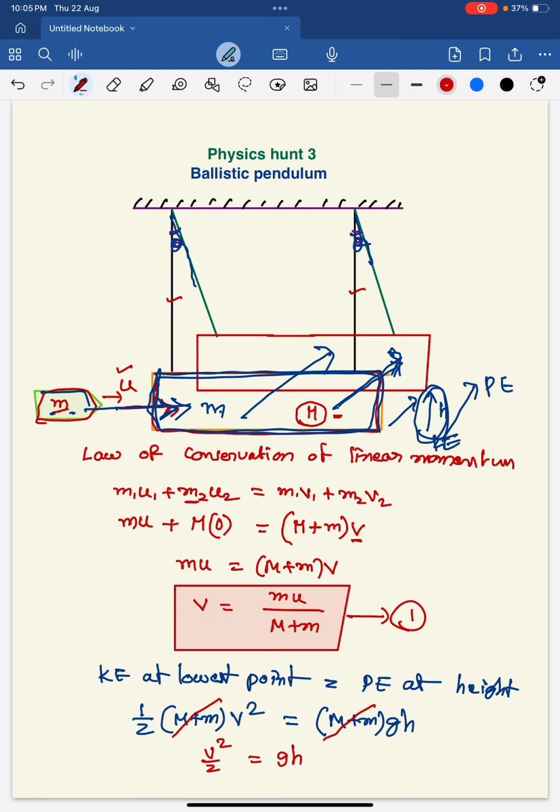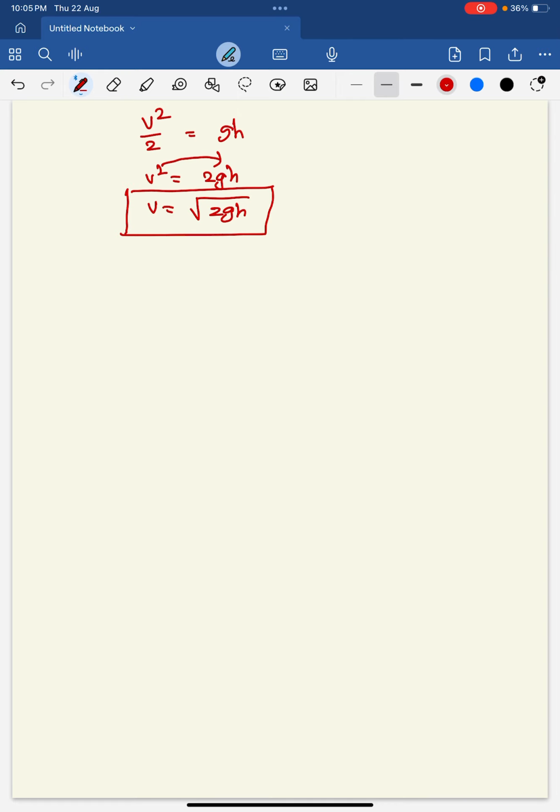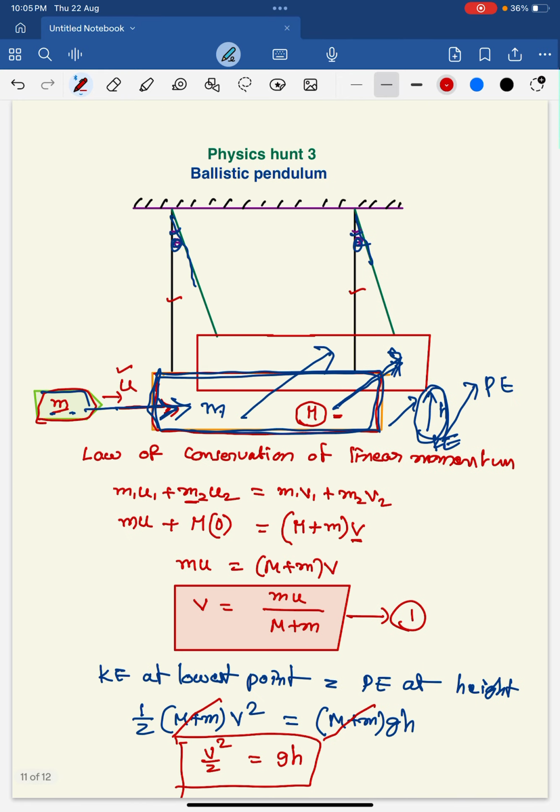Just a second, I will go to the next slide. Look at this last equation. Finally we got v square by 2 is equal to gh, right? From this, v square is equal to 2gh. Taking the square to the right side, it becomes a root. So v is equal to the square root of 2gh. After getting this equation, look at the diagram carefully.